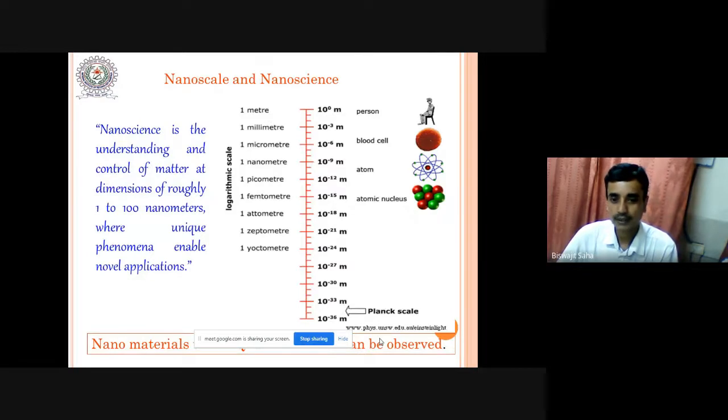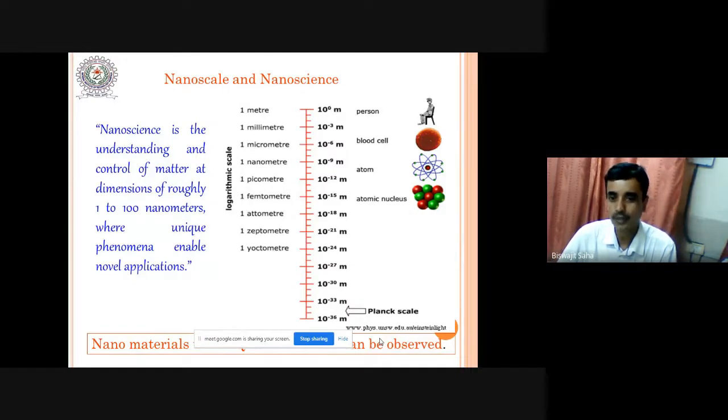And for distance measuring, we use a kilometer. But if we go above, then there are some galaxies and the things where the scale is in the upper range. But if we move to the lower side of the scale, then we go to millimeter, micrometer, and then nanometer.